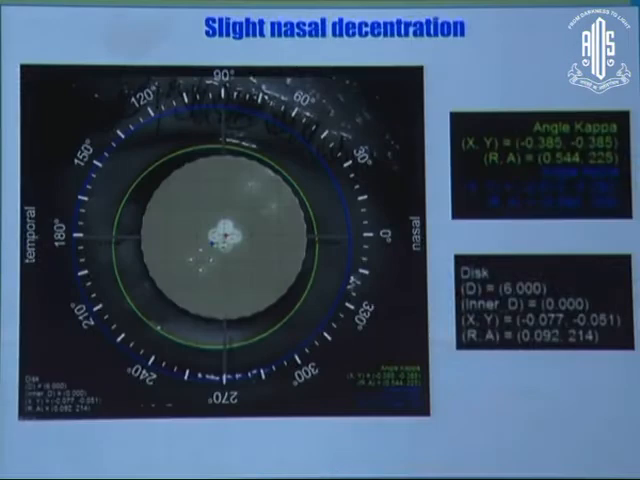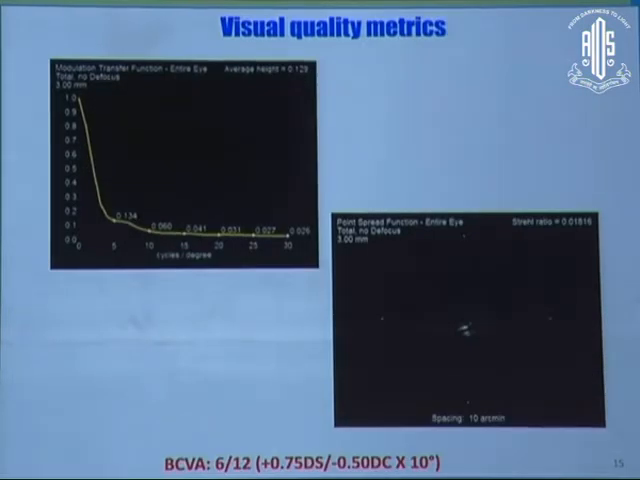the similar change. This is another case example where there was slight nasal decentration, where the modulation transfer function again was good for lower frequencies, but for higher frequencies it was lost. And in terms of point spread function also, we can see that it was spread out a lot. Strehl ratio was 0.018 in this case.